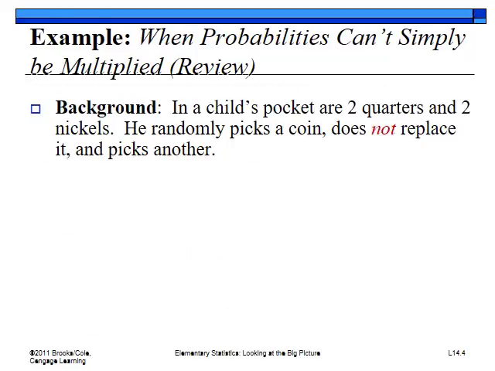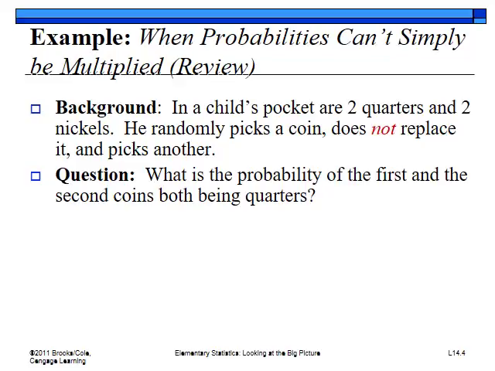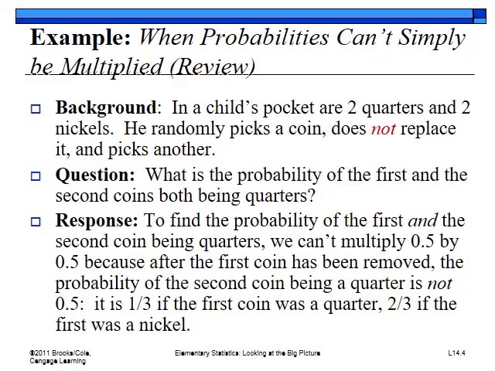In the last lecture, we saw this example. In a child's pocket, there are 2 quarters and 2 nickels. If the child randomly picks a coin and then without replacement picks a second, what is the probability that both coins are quarters?